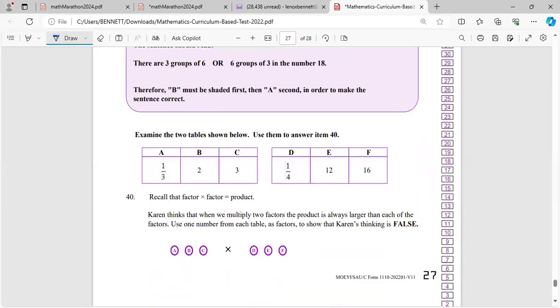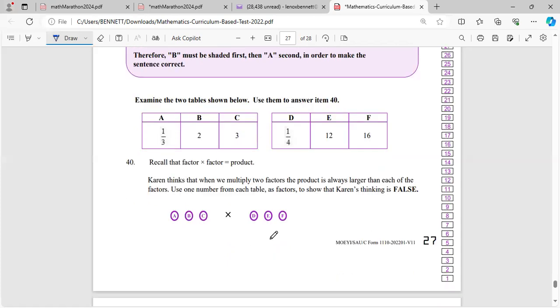So this is the one that you have to do. Examine the table shown below. Use it to answer item 4. Recall: factor times factor equals product. Current thinks that when you are multiplying 2 factors, the product is always larger than each of the factors. Use one number from each table as factors to show how Current's thinking is false. You only have 2 options: A, B, C, or D, E, F.